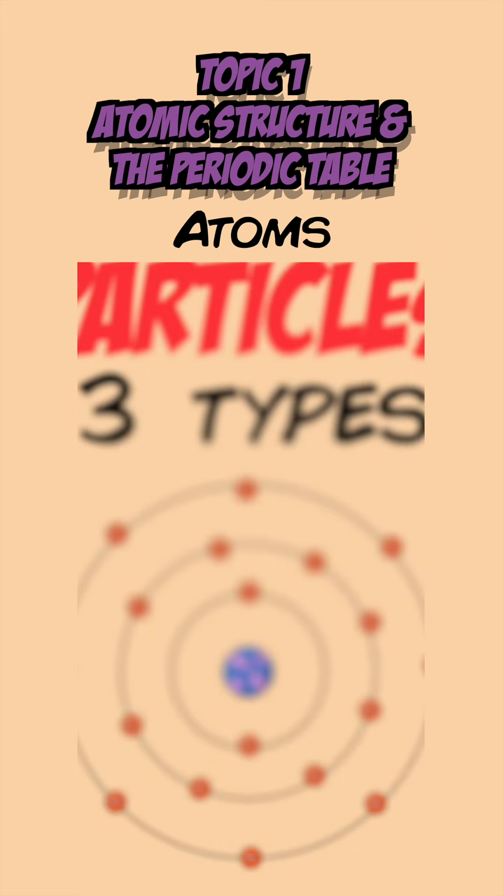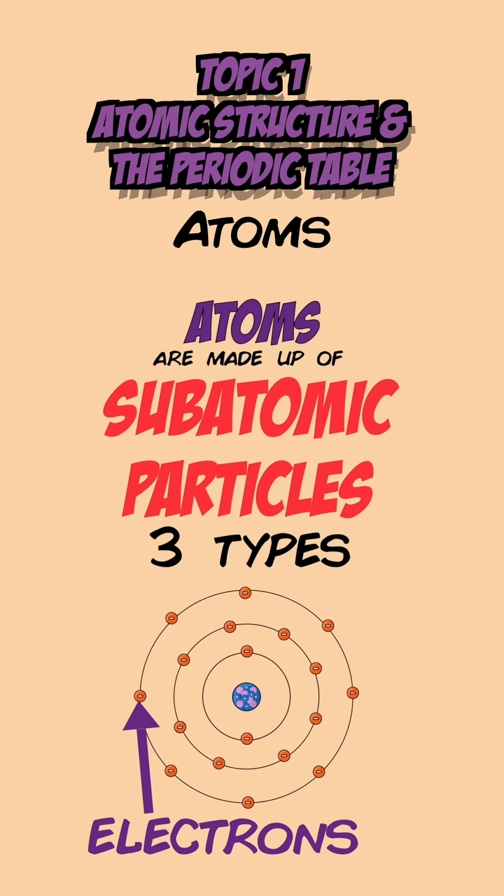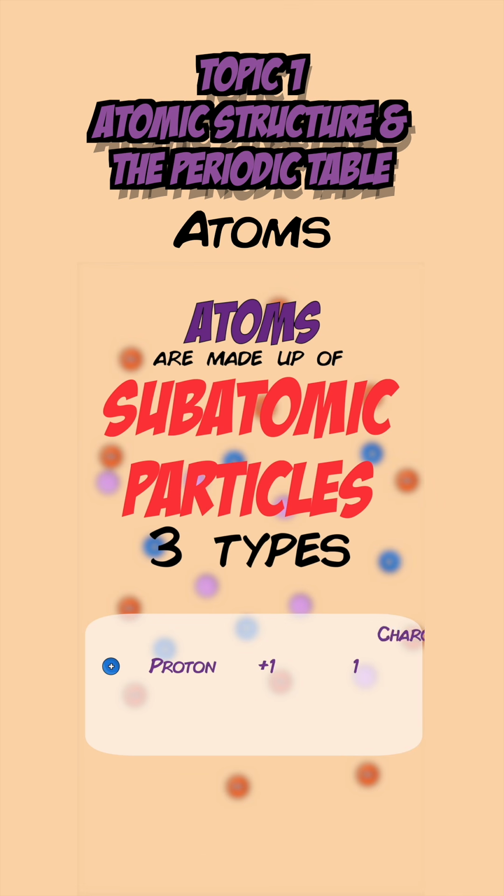The center of an atom is known as the nucleus, and it contains just protons and neutrons. Surrounding the nucleus are the electrons which orbit around it. Protons have a positive charge with a mass of 1, neutrons have a neutral charge of 0 and also have a mass of 1, and electrons have a charge of -1 and have a mass that's very small.